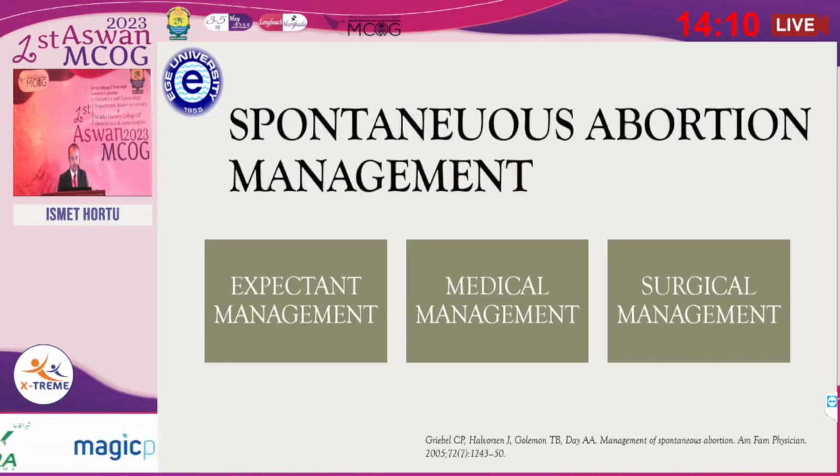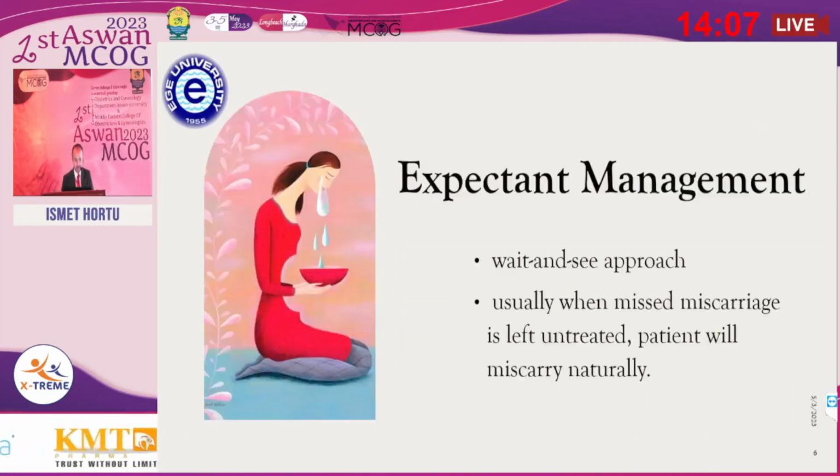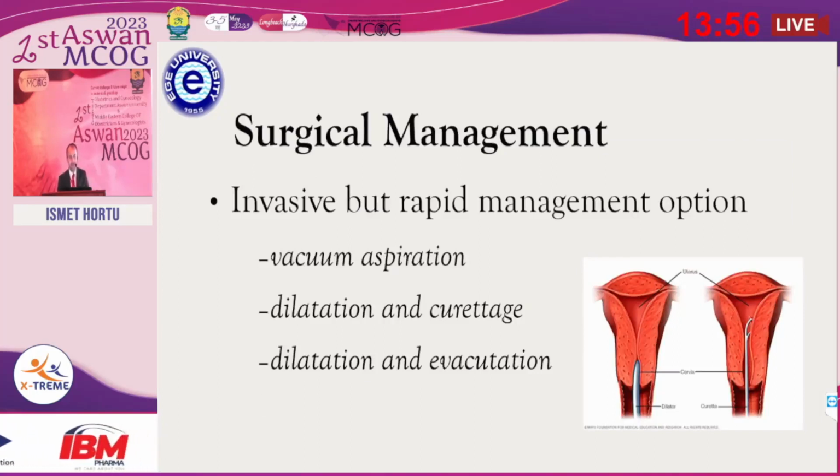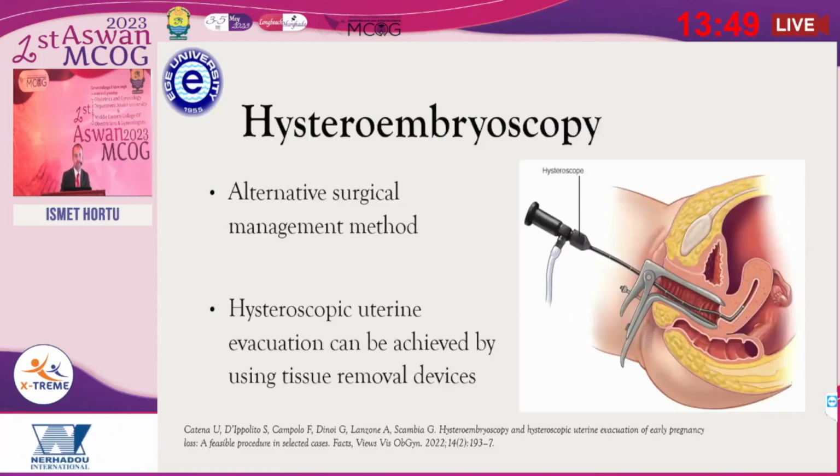Spontaneous abortion management is expectant, medical or surgical. Expectant management, I'm passing. In medical management, some drugs can be given for the opening of the cervical canal and contraction of the uterus. Surgical management includes vacuum aspiration, dilation and curettage, and dilation and evacuation. Hysteroembryoscopy is not a new technique; some researchers have done it over the last decades. This is the hysteroscopic method of embryoscopy.